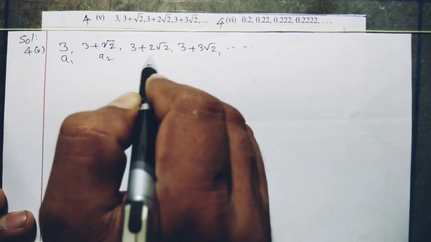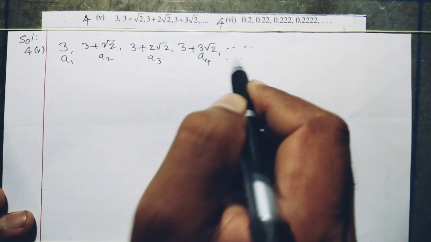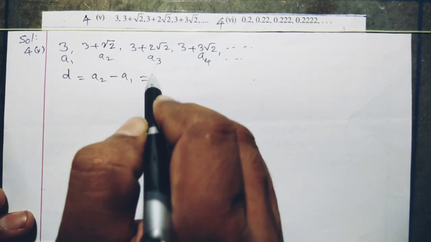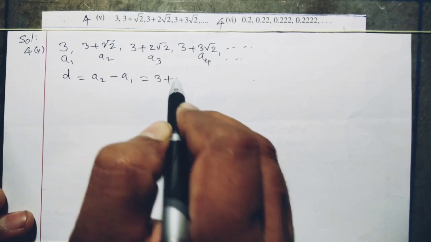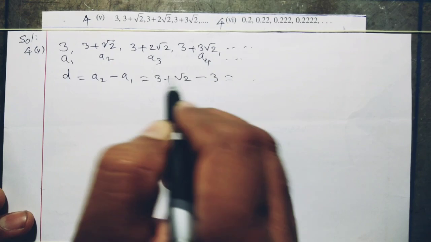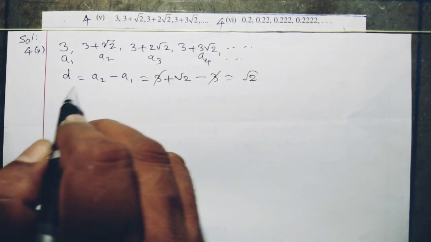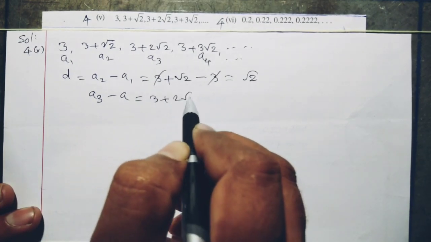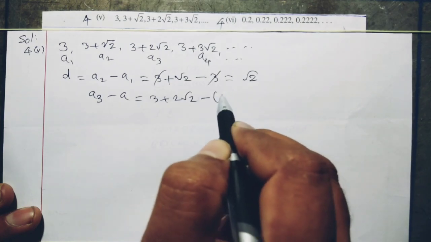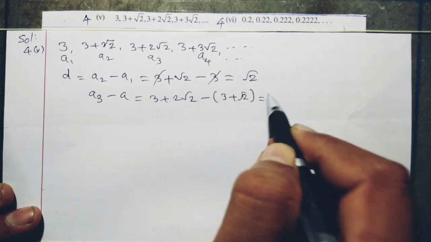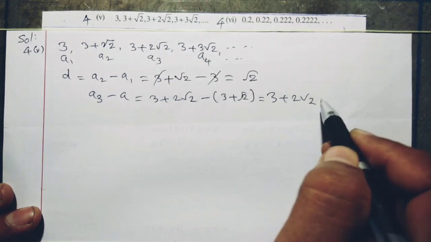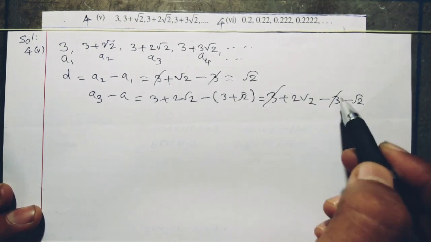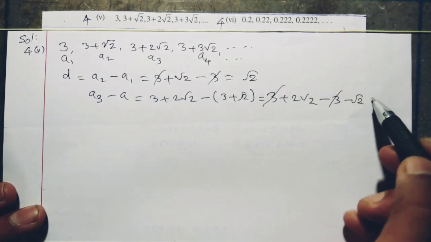First term, second, third, fourth, and so on. Common difference d is equal to a2 minus a1, 3 plus root 2 minus 3 root 2, a3 minus a2, 3 plus 2 root 2 minus 3 plus root 2, 3 plus 2 root 2 minus 3 minus root 2. So this cancel, 2 root 2 minus 1 root 2, root 2.